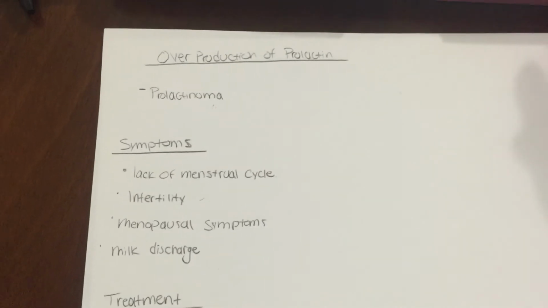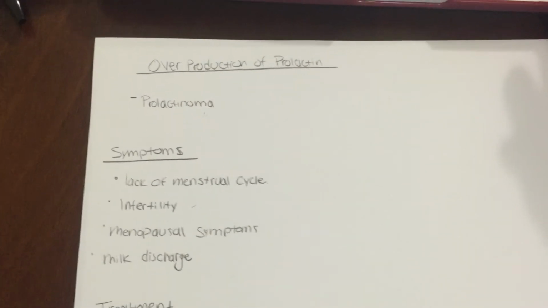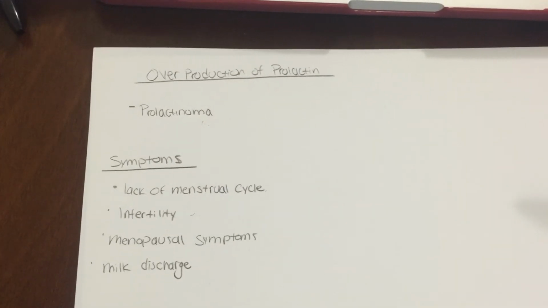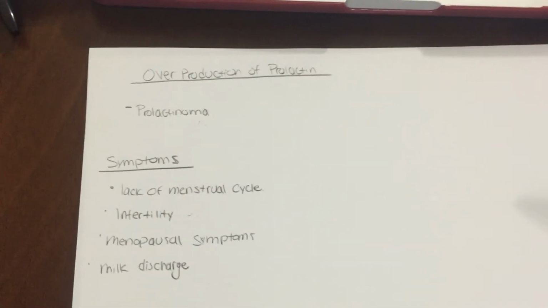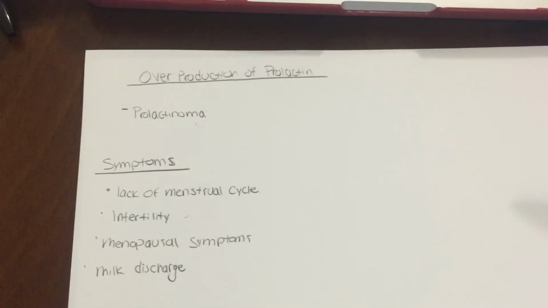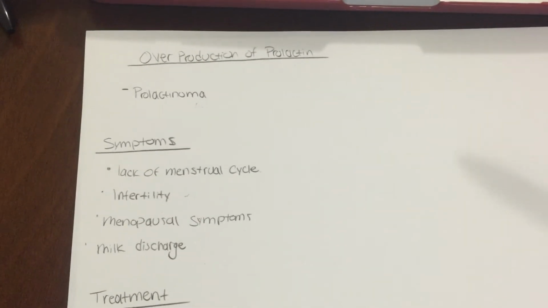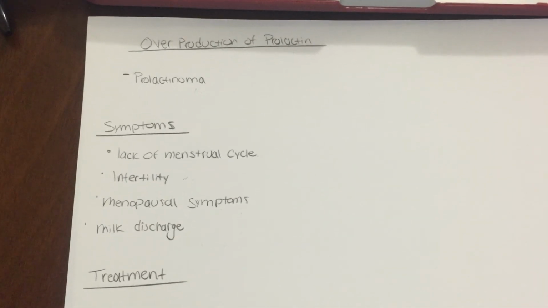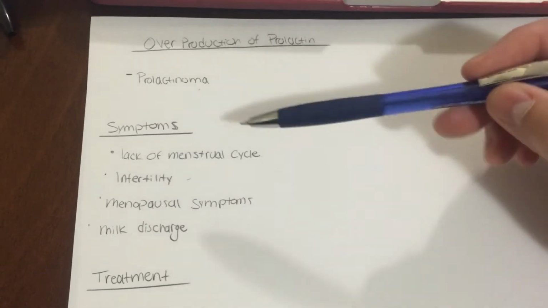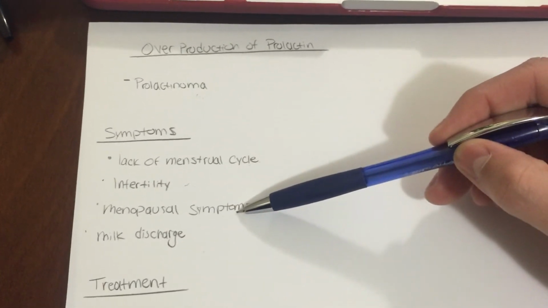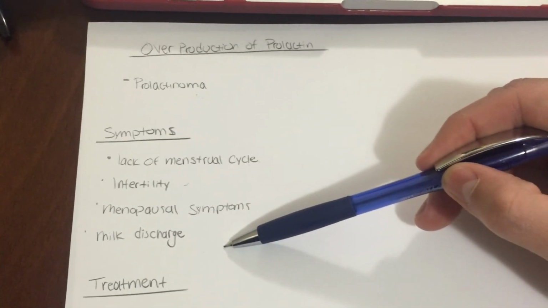When a normal protein-producing cell in the pituitary gland develops a mutation, it becomes a prolactinoma. These pituitary tumors will continuously divide, making more prolactin-producing cells and resulting in the overproduction of prolactin. Prolactinoma can be found in men and women, but is more common in women. Symptoms in women include irregular or lack of menstrual cycle, infertility, menopausal symptoms, or milk discharge from breasts.